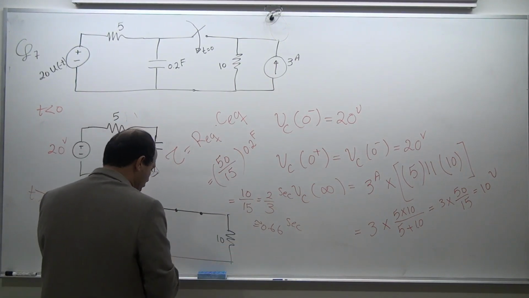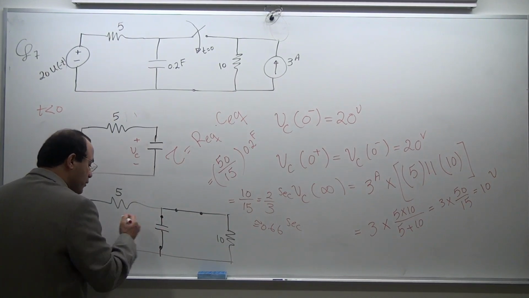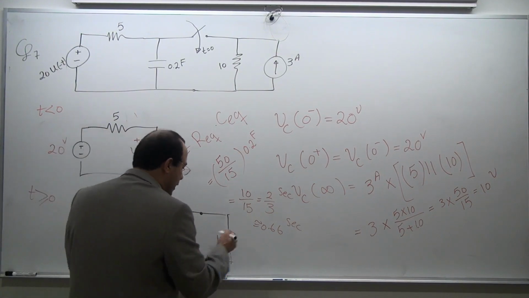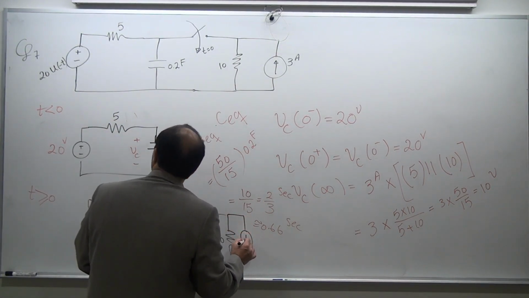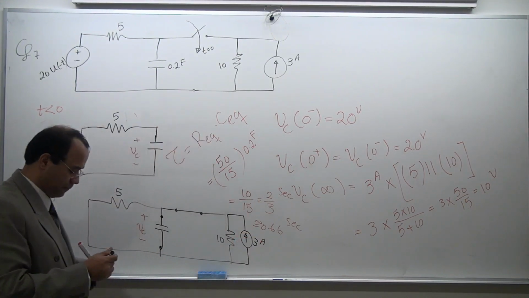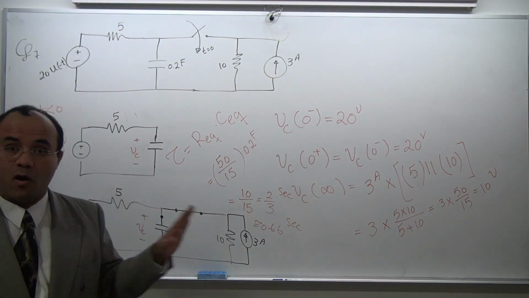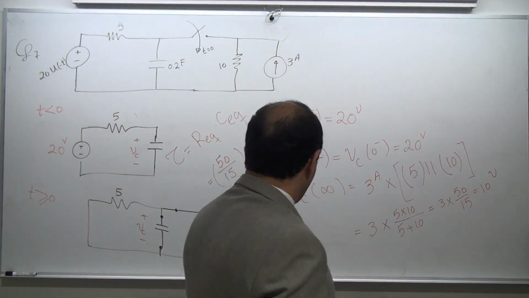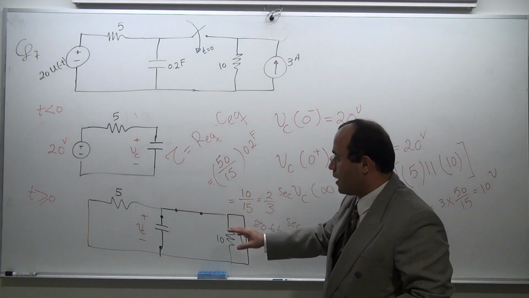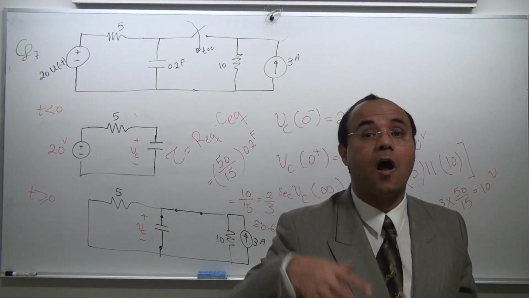Let me go back to my original design. You had a capacitor. You were looking for the voltage of the capacitor, the polarity. You had a current source, and the current source, I believe, was 3 amp. Okay. You let this go for a long time, and you found VC of infinity. You know what VC of 0 minus is. You know what tau is. You can tell me how this function is for 0 plus onward.